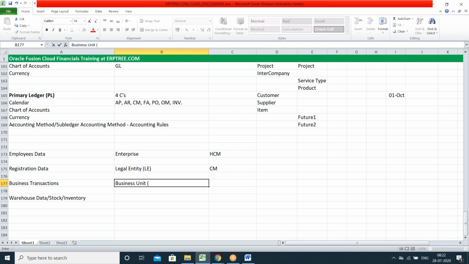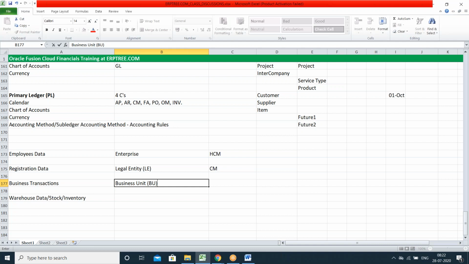You have to create a business unit, say BU. With the BU concept, we can record the business transactions. That may be purchasing activities or sales activity or any activity. So all you can record within the business unit. Any business transactions, if you are going to record in the system, we have to create a business unit first. Within the business unit, we have to record the business transactions.